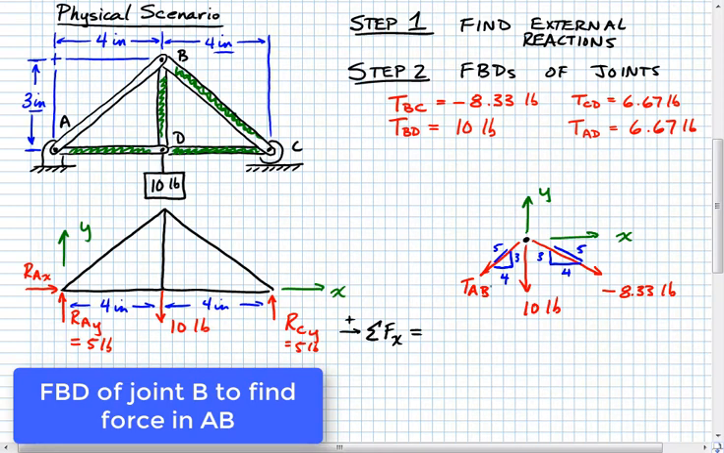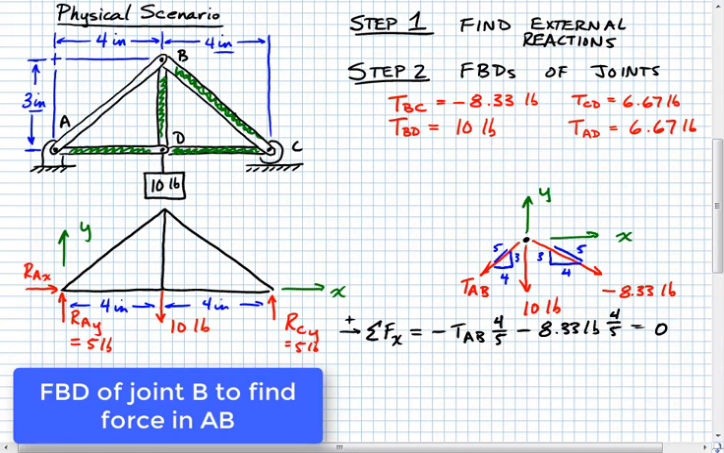And here we have a negative TAB, and we just want the x component of that, so we'll take that and multiply it by 4 over 5. All right, and then we have this negative 8.33 pounds. That acts in that direction. So even though it's in the positive direction, that negative comes through there, and we have negative 8.33 pounds, times, we just want the horizontal component of that, so we'll take that times 4 over 5 also. That's equal to 0.